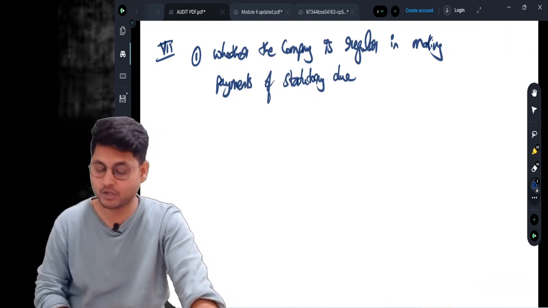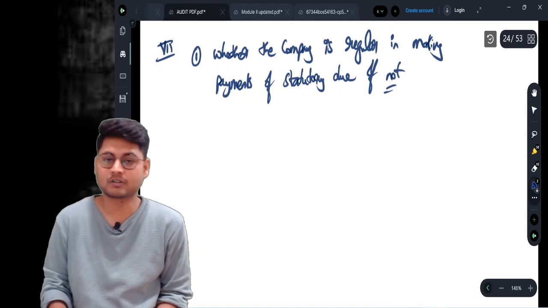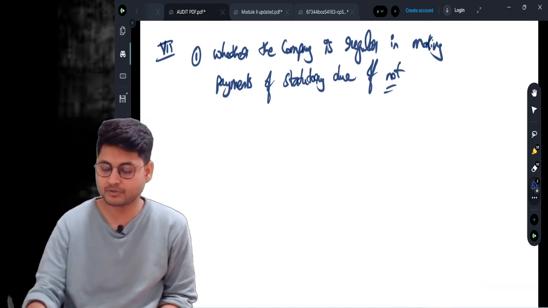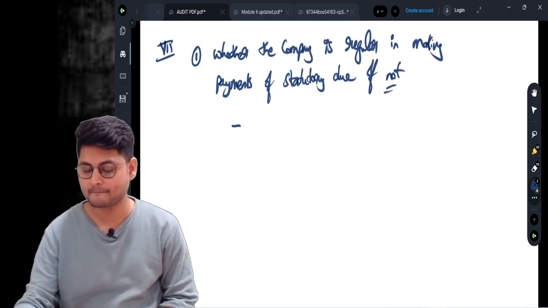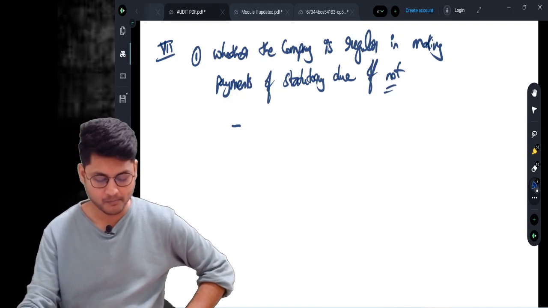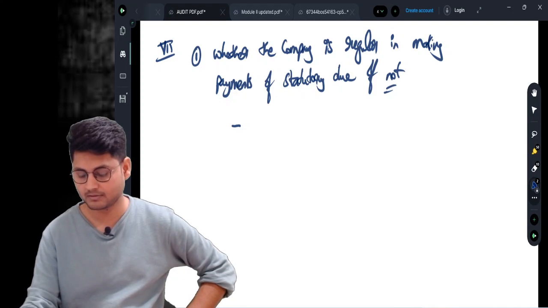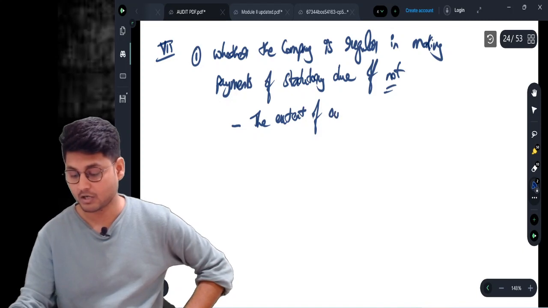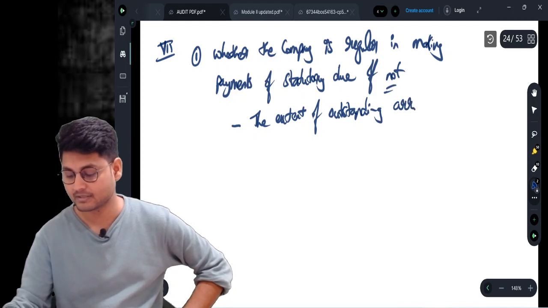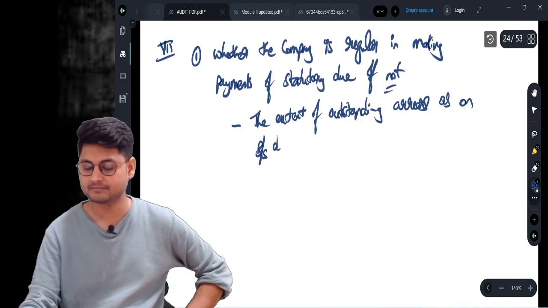If not, what is to be reported? If not, report the extent of outstanding arrears as on the balance sheet date.